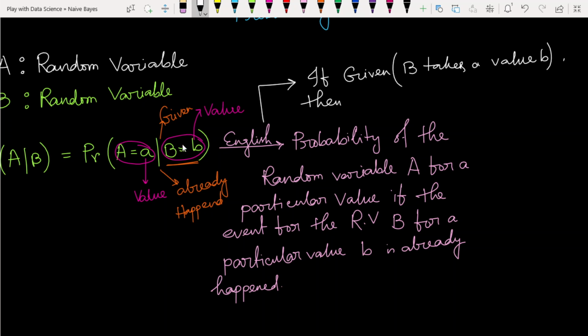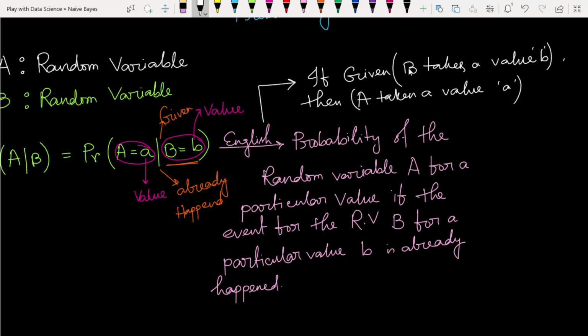First I am writing: if this event is given, B takes a value b, then this thing means A takes a value a. These are the two of them.